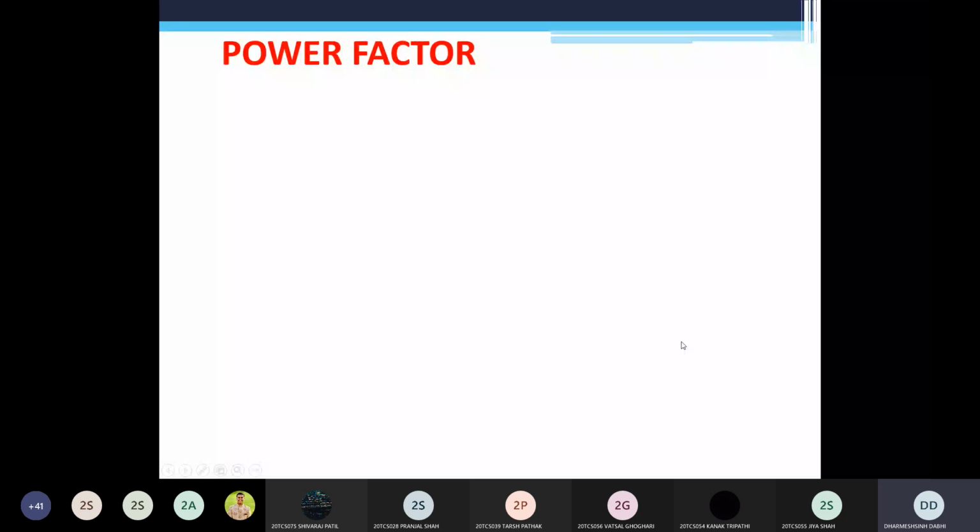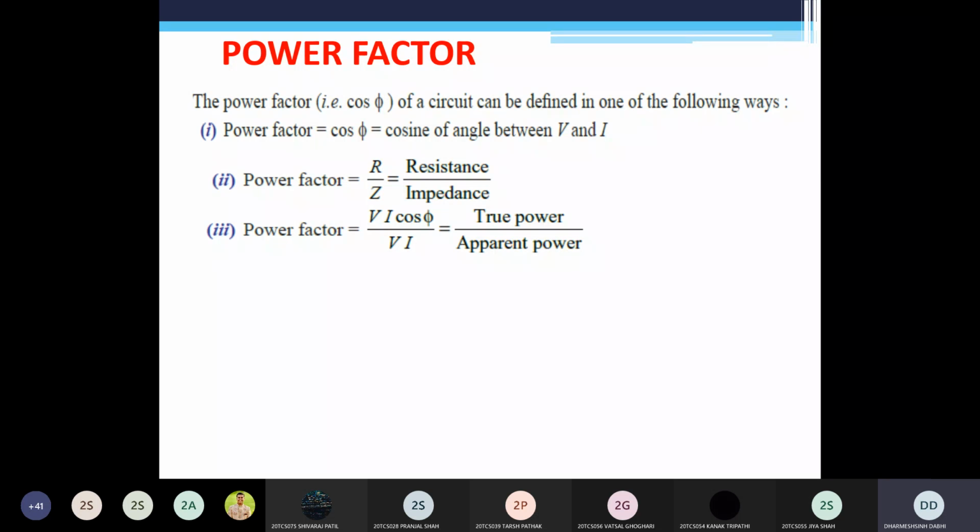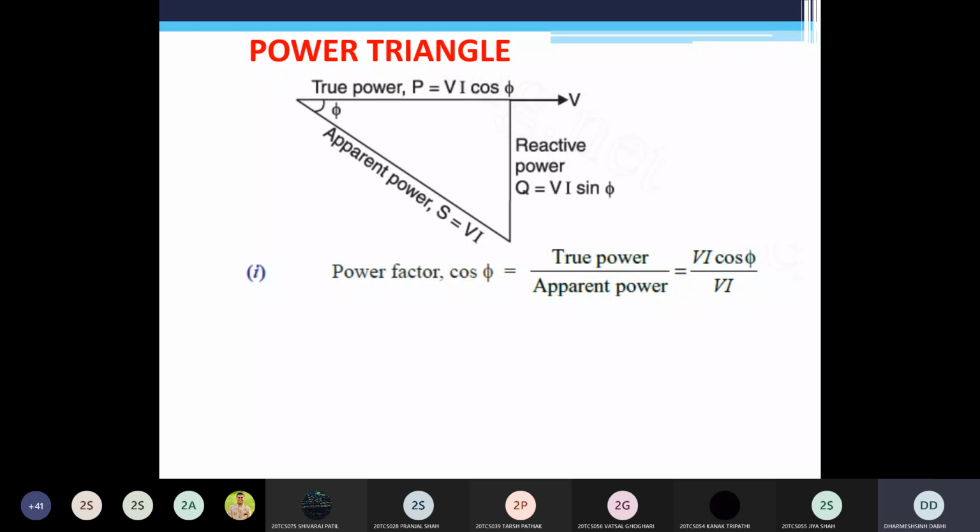Now the next topic is power factor. We already saw one equation of power factor, that is R by Z. But there is another equation you can write down for the power factor from the vector diagram. As we already saw, the equation of cos phi is nothing but the cosine of the angle between voltage and current. Clear? So how do we write this equation of power factor?